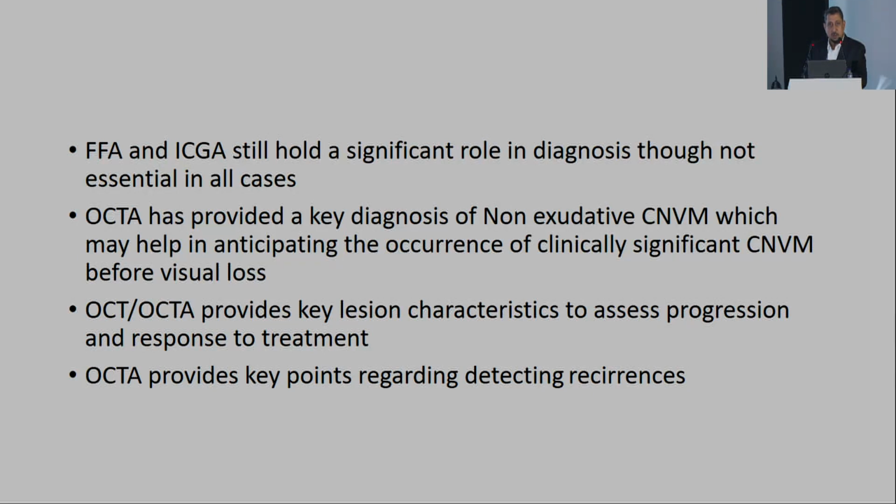So angiography still, the story is that angiography is used for some diagnosis, not all. OCTA gives you different types of vascular nets, so you can predict response patterns. OCTA allows you to find recurrences, and if you can find a diagnosis of non-exudative CNVM, you can tell the patient to be careful for the next 1 year to make sure that the patient doesn't get a full-blown CNVM.